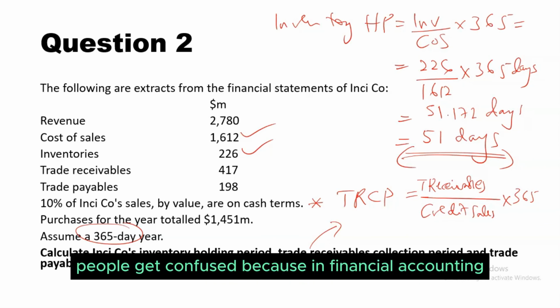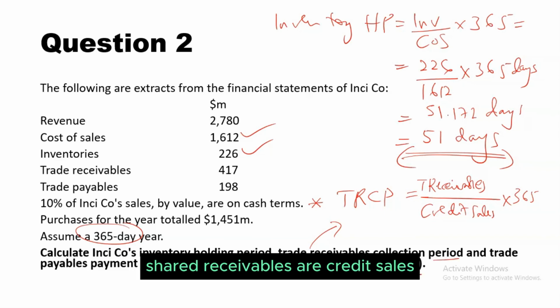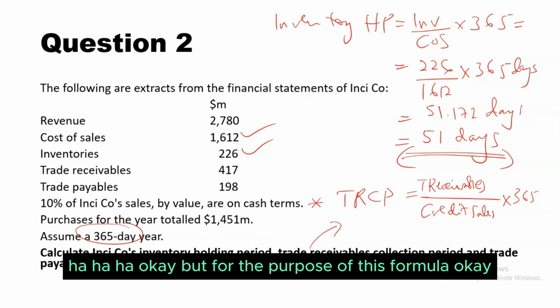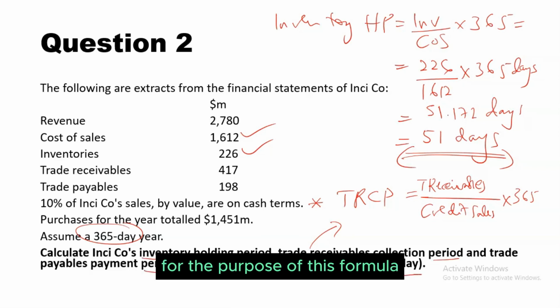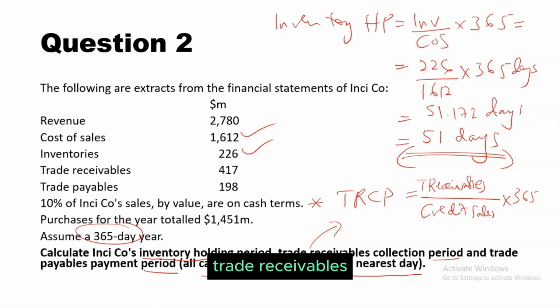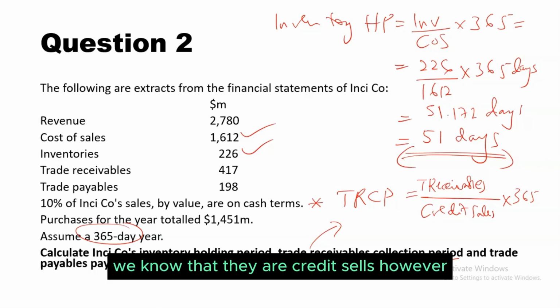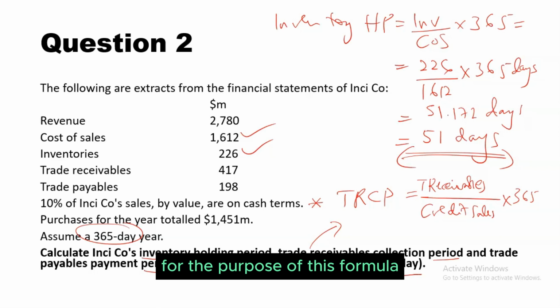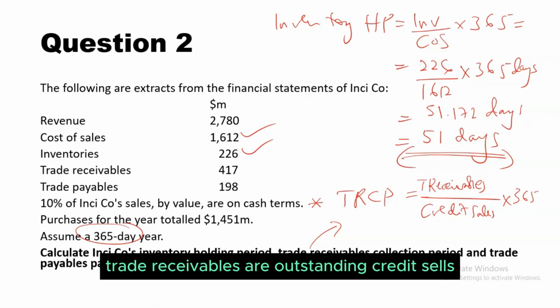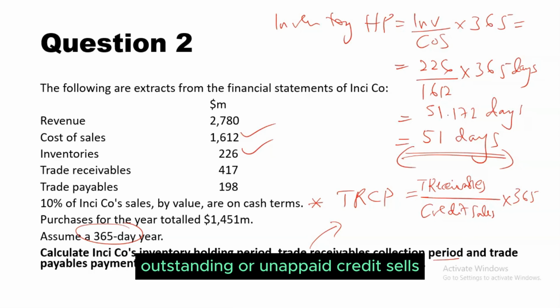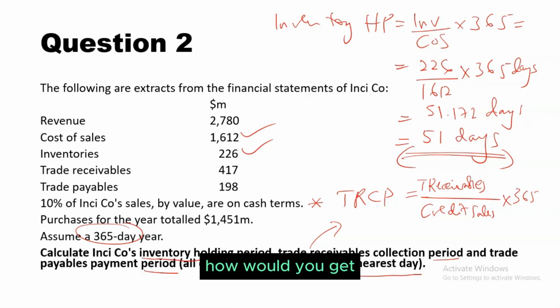Now, there is a problem. People get confused because in financial accounting, trade receivables are credit sales. However, for the purpose of this formula, trade receivables are outstanding credit sales, outstanding or unpaid credit sales. Are we together? The unpaid credit sales.